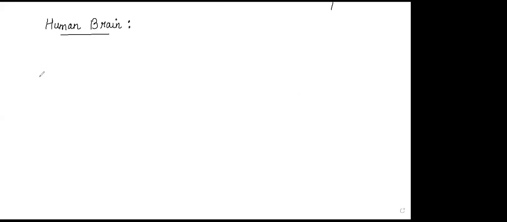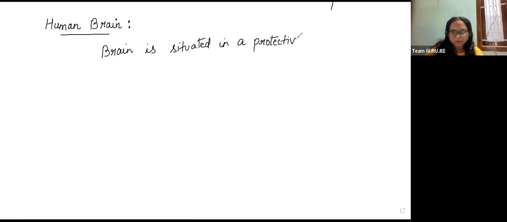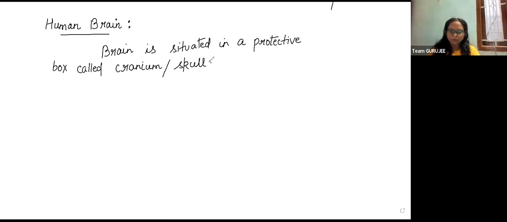So the human brain is situated in a protective box called cranium or skull. Brain is situated in a protective box called cranium or skull.